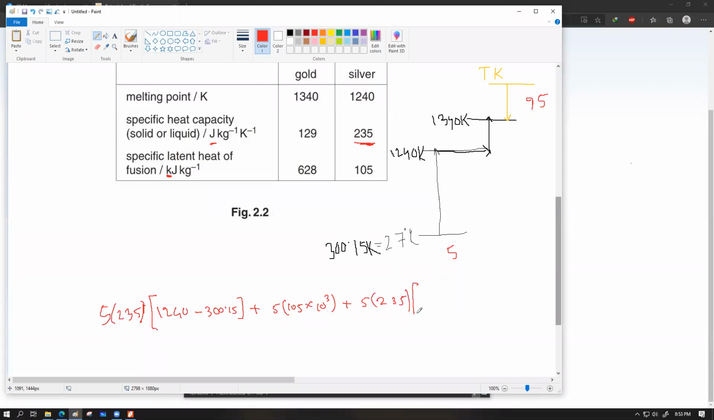So 235, and then the 5 is basically the mass. I'll take a question, just hold up a minute. And then 1340 minus 1240.